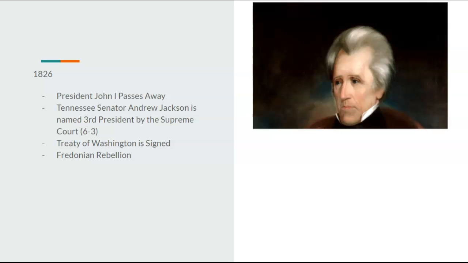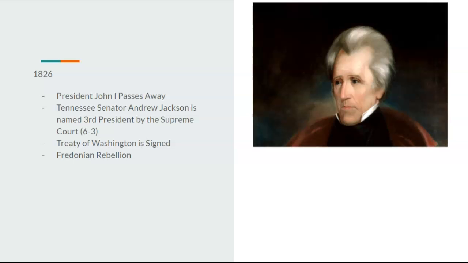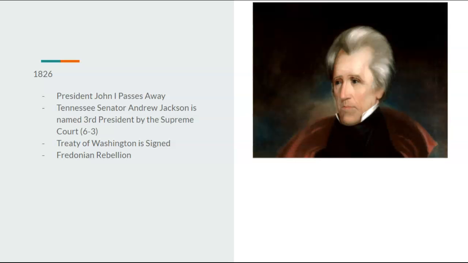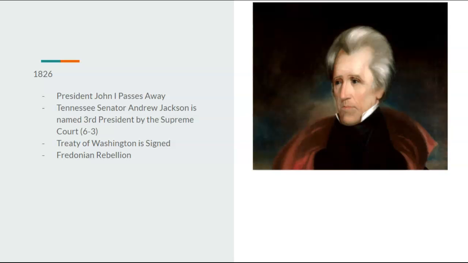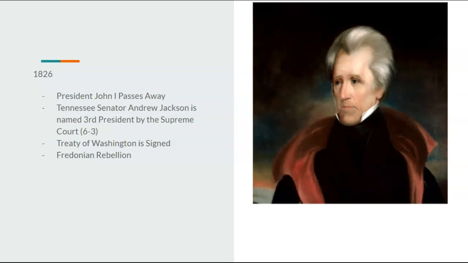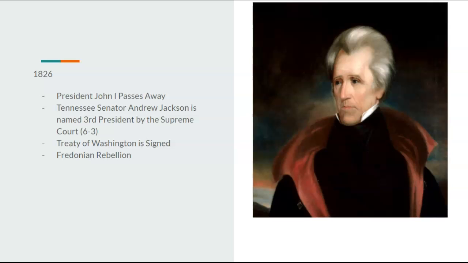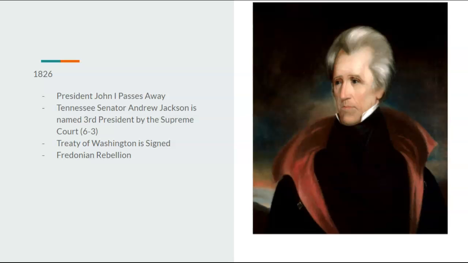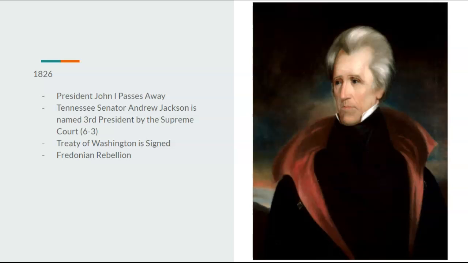In 1826, President John I passes away in Tennessee, and the Supreme Court, controversially, in the most controversial decision made by the Supreme Court yet, makes Tennessee Senator Andrew Jackson the 3rd president by a vote of 6-3. Their argument is that Andrew Jackson deserves something since he lost the popular vote to John Quincy Adams in the vice presidential election. As, you know, he won the popular vote but lost the election, is what I meant to say. And the Treaty of Washington is signed, and there is the Fredonian Rebellion as well.